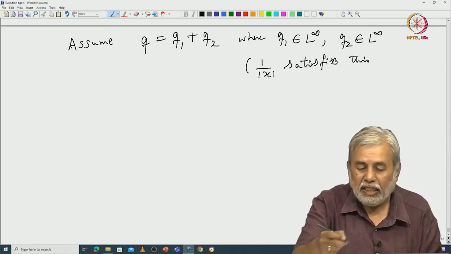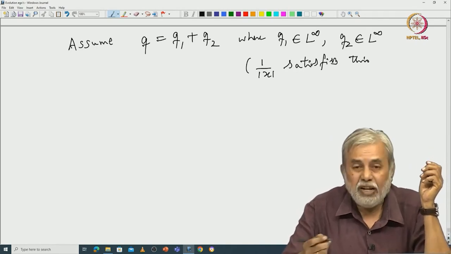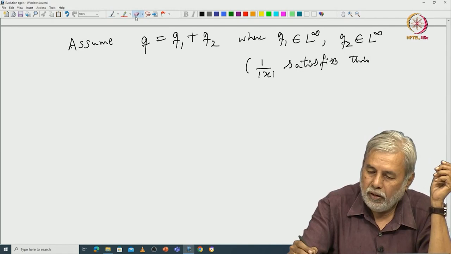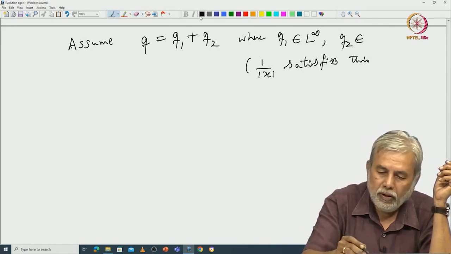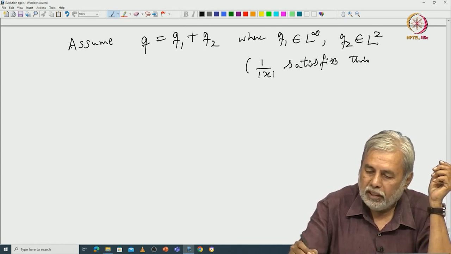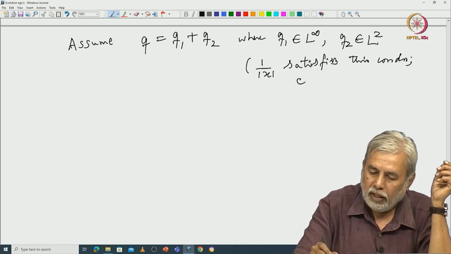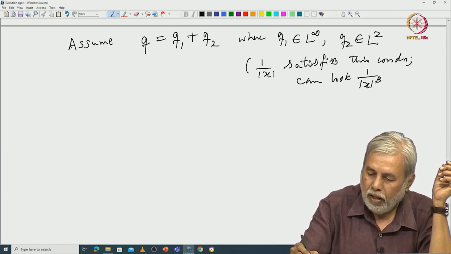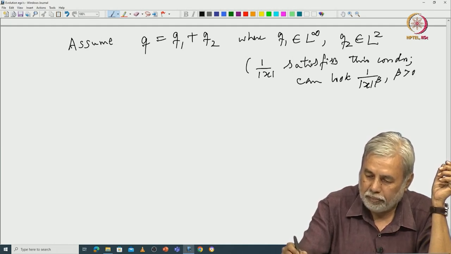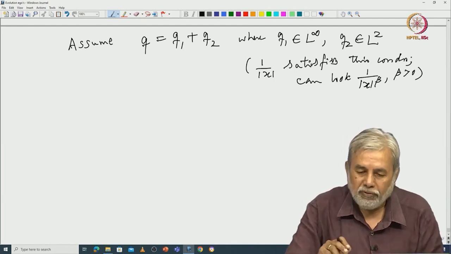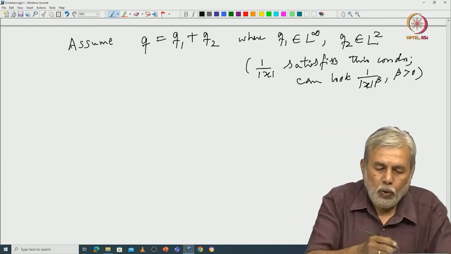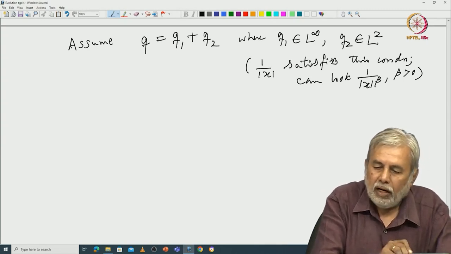So that the potential can be written as a sum of an L infinity function and an L 2 function. And you may also look into other such exercises. So, for which value of beta positive can you write this potential as a sum of an L infinity function and an L 2 function? Okay. So, now we show that this.